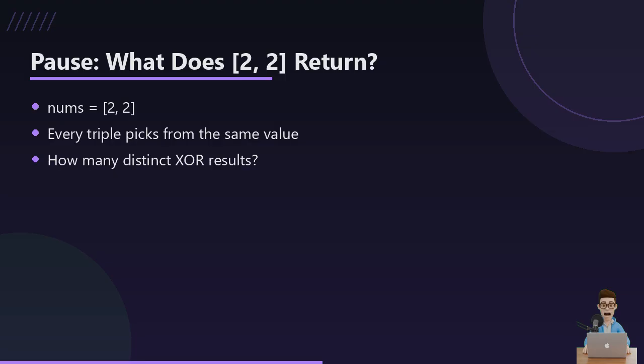Quick pause before I show you. What does this return for the array [2, 2, 2]? Think about every possible triple you could form.